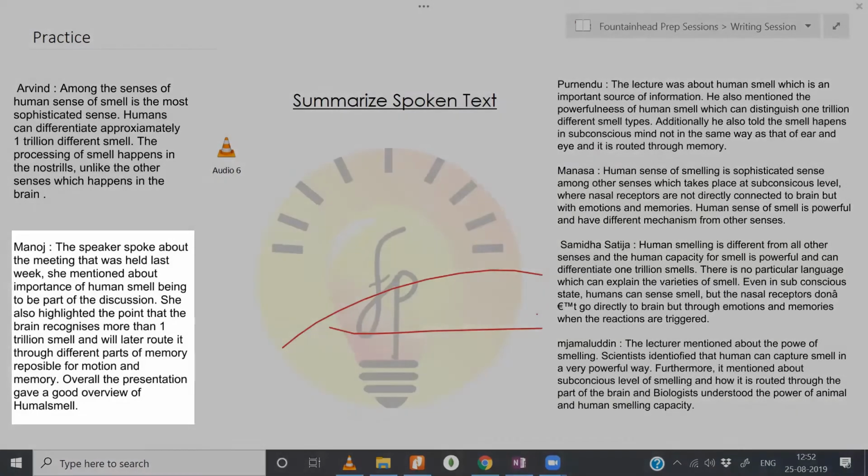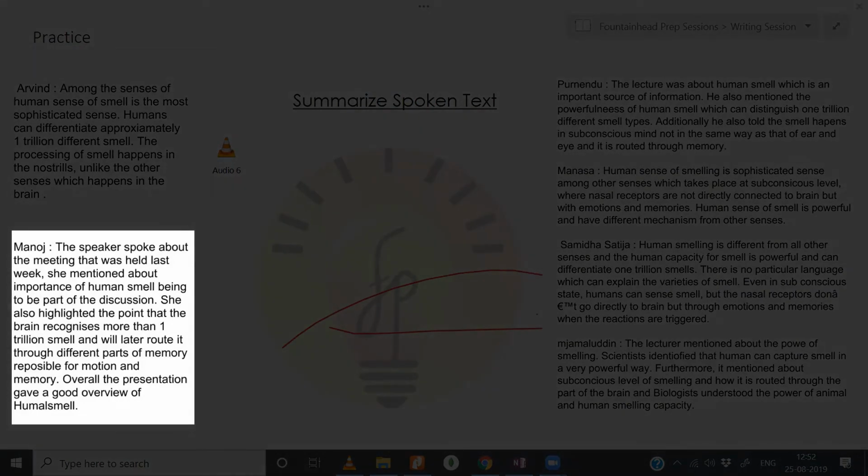The speaker spoke about, not very good usage. Speaker spoke about the meeting that was held last week. Okay, she mentioned about the importance of human smell being to be part of the discussion. She also highlighted the point that brain recognizes more than 1 trillion smell and will later route it through different parts of memory responsible for motion and memory. Overall, the presentation gave good overview of human smell.